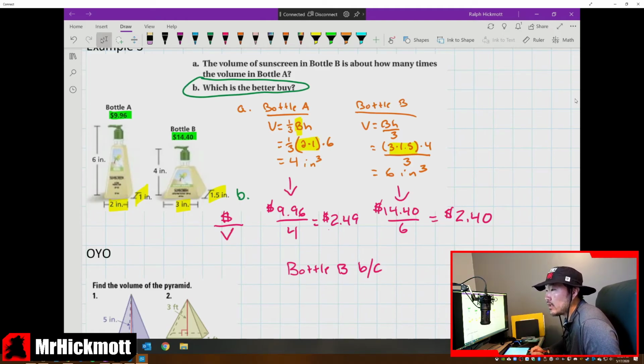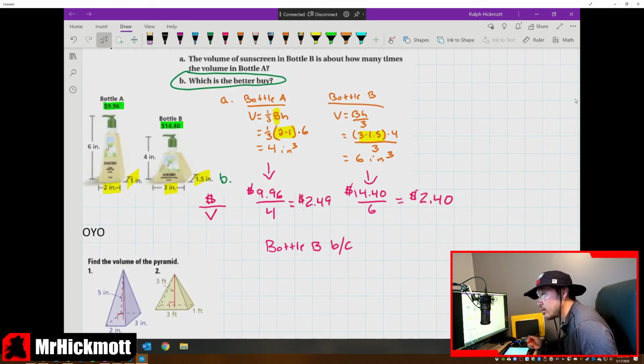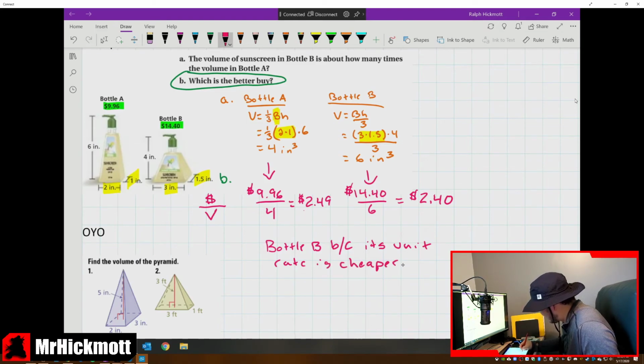That's the ratio that we calculated here. And by volume, even though it's bigger and more costly, it is still cheaper by 9 cents per 1 inch cube volume. So that is going to be the better buy. If I was to put an actual answer statement, an appropriate one would be bottle B because its unit rate is cheaper. That would be appropriate because what we did was calculate the unit rate, and that's often the best way when determining best buy.